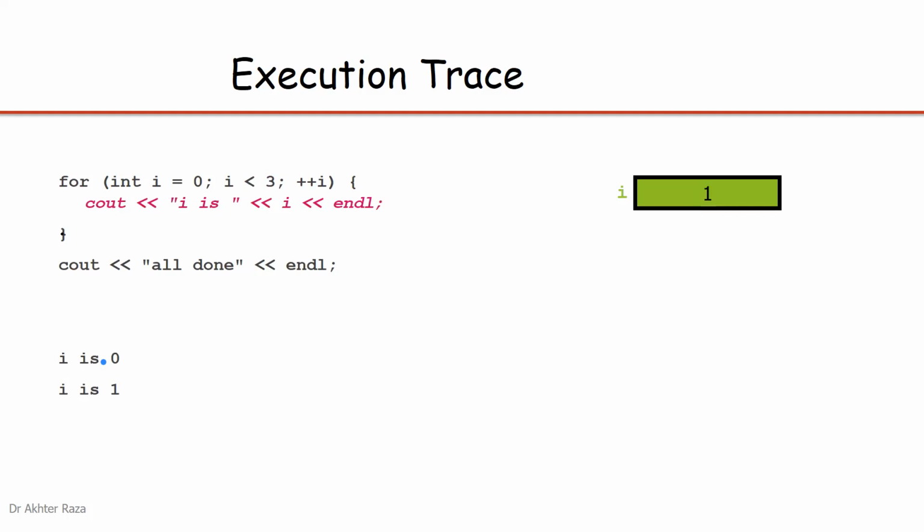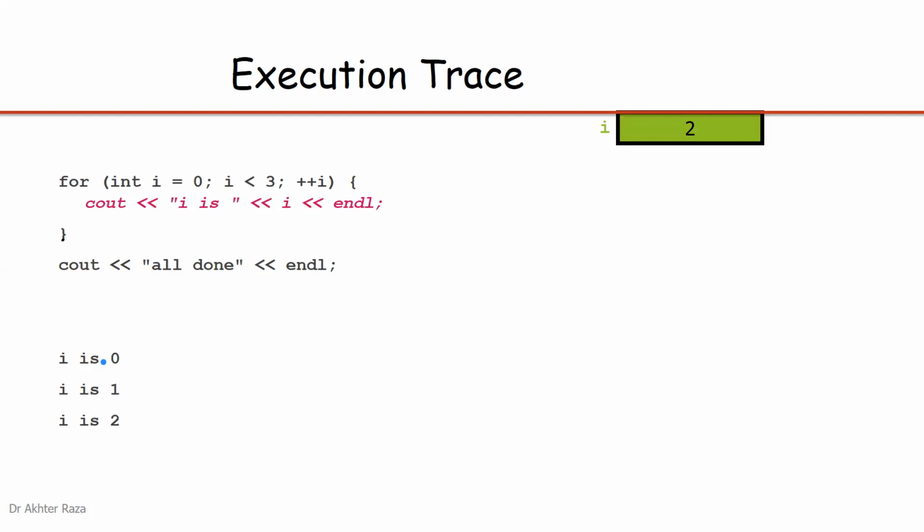Then at the bracket, it goes to the i plus plus. So you can see the value of i is increased. Now the value of i is 2, and 2 is less than 3. Yes. One more statement will be printed: i is 2. So you can see that the value of i is 2.